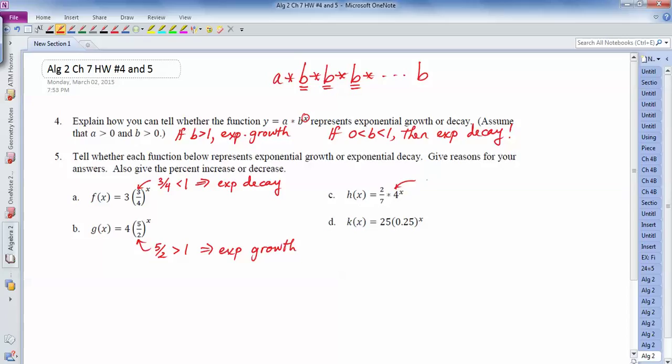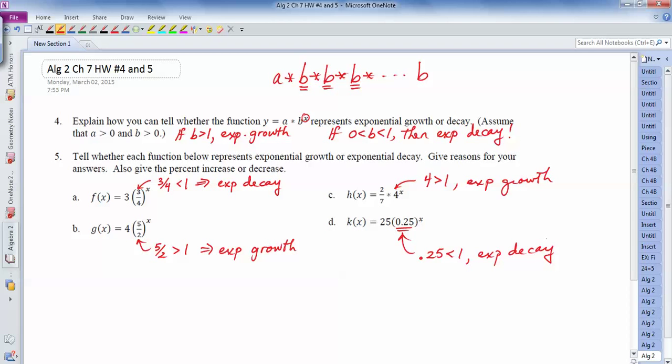Here the base is 4. 4 is definitely bigger than 1. So this is going to be exponential growth. And right here, 0.25 is less than 1. So that'll be decay, exponential decay.